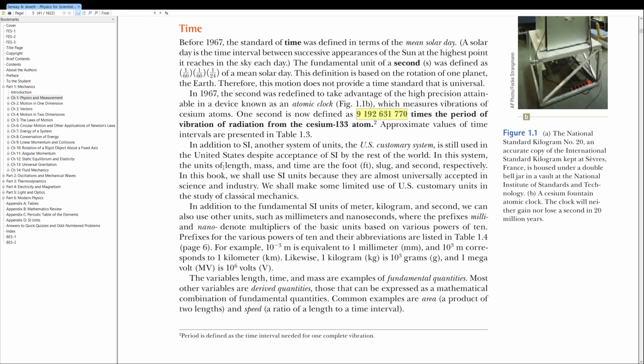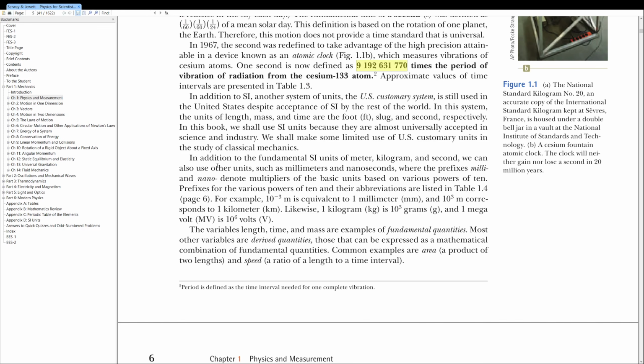Anyway, I'm not going to talk about the customary system. We just need to understand that it's all based off of the meter, the kilogram, and the second. The multipliers, milli, nano, and so on.